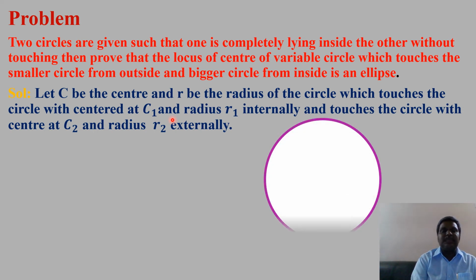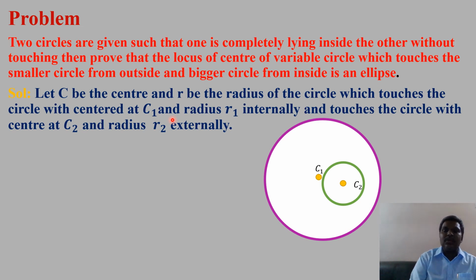This is my largest circle having center at C1 and radius R1. Listen carefully. This is the center C1 and its radius is R1. There is another fixed circle given to you. This is my second fixed circle. It doesn't intersect the given first circle, and the second circle is completely inside the first circle. So its center is C2 and its radius is R2. These are my given two fixed circles.